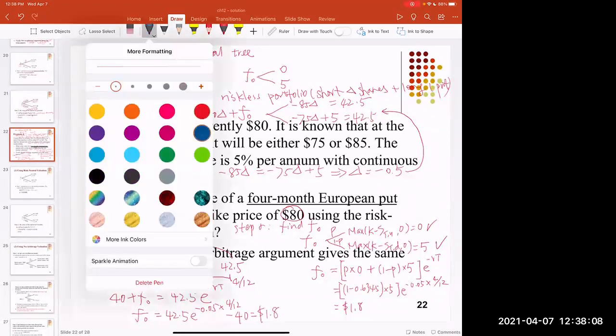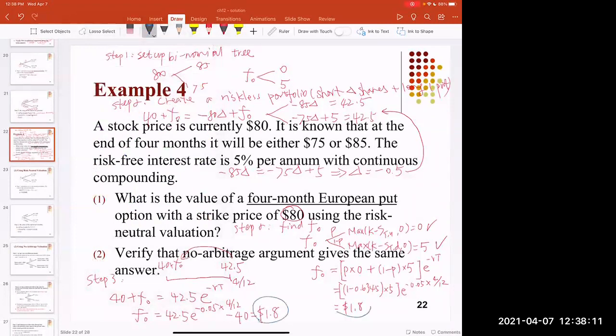So we basically verified that the answer should be equal, no matter whether you use risk neutral valuation or no arbitrage argument. You should get the same answer. That's the key issue in this chapter. You use a different approach and you should find the same answer. That's very important. If you do the question using a different approach and you don't get the same answer, then something must be wrong, and you need to double check.